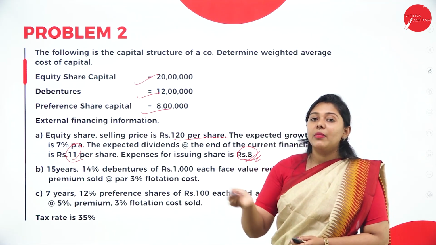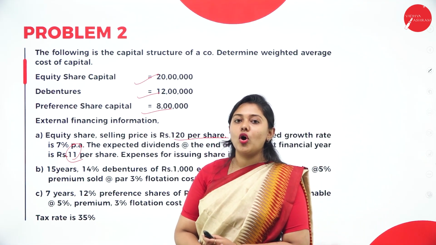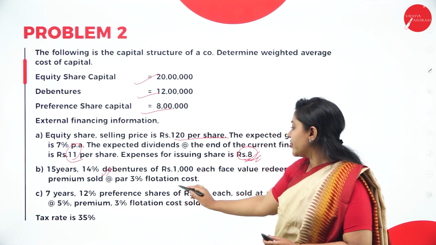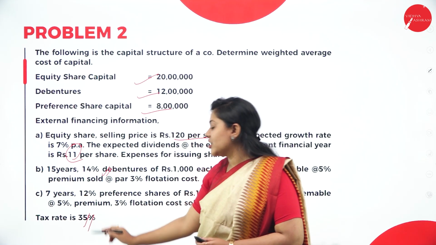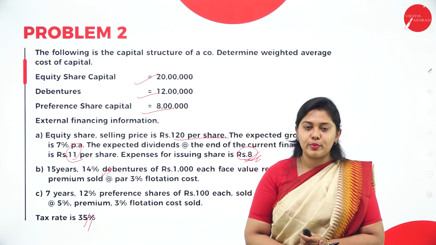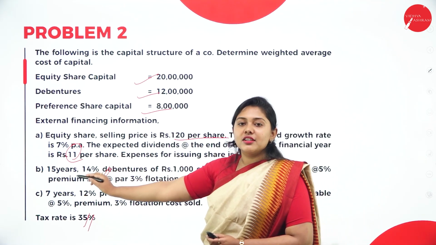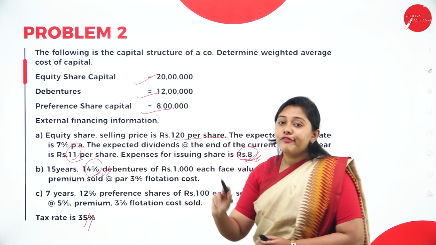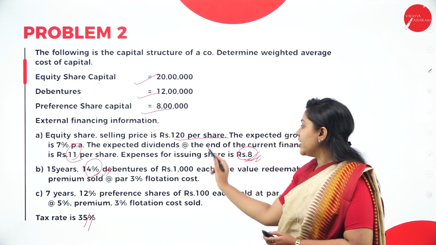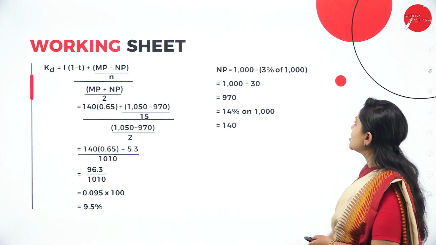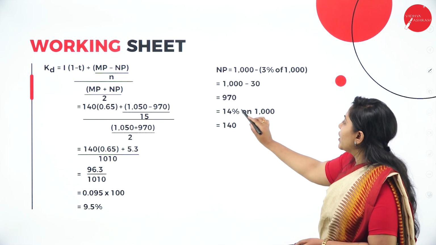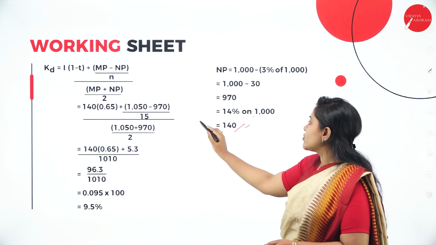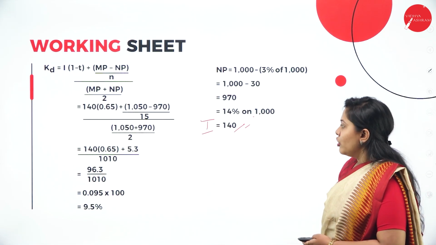And the next thing is 15 years, 14% debenture of rupees 1000 each face value, redeemable at 5% premium, sold at par, but 3% is your flotation cost. So my dear students, it is a redeemable problem, and tax rate is given, so it is a redeemable after-tax problem. Number of years is 15, interest rate is 14%. 14% on 1000 rupees will be 140.